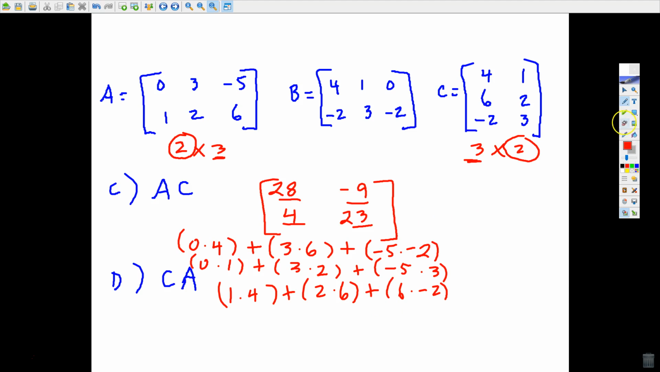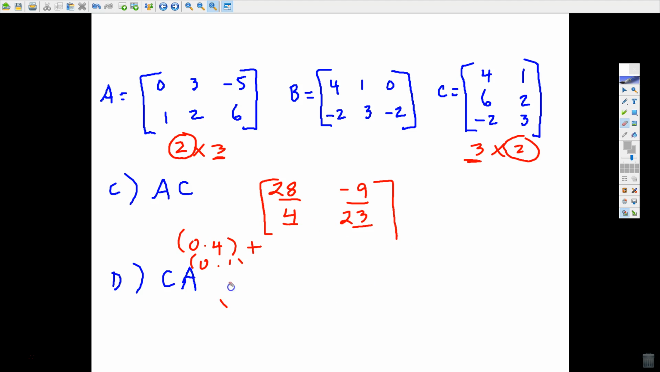All right, I'm going to let you try C times A. First of all, you need to find out if it's possible. And if it's not, just put not possible. Check the dimensions. And then come up with the product matrix.